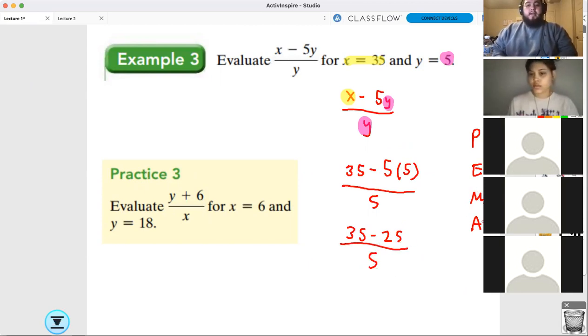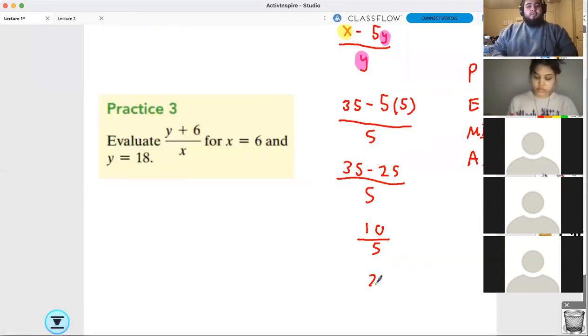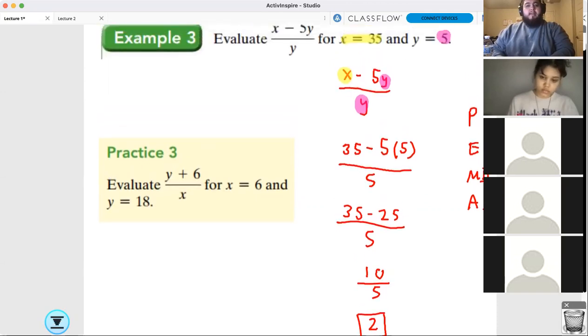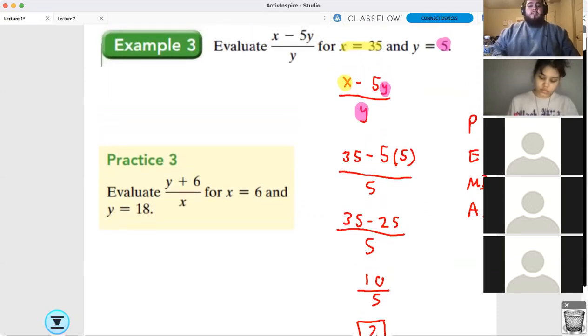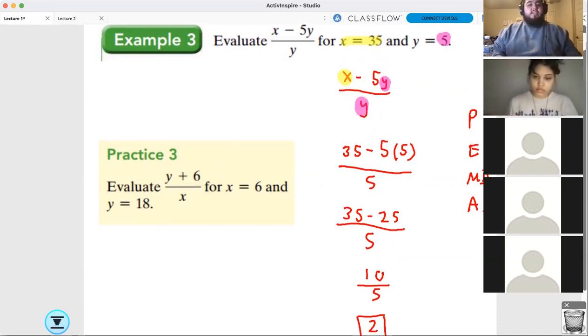Now we're done with multiplying. So now we add and subtract from left to right. 35 minus 25 is 10. Then we have 10 over 5, which simplifies to what? 2. And we are done. Does anyone have any questions on the steps we took to get example 3? All right, I'm gonna go ahead and give you guys 2 minutes to work on practice 3. 2 minutes. Good luck.